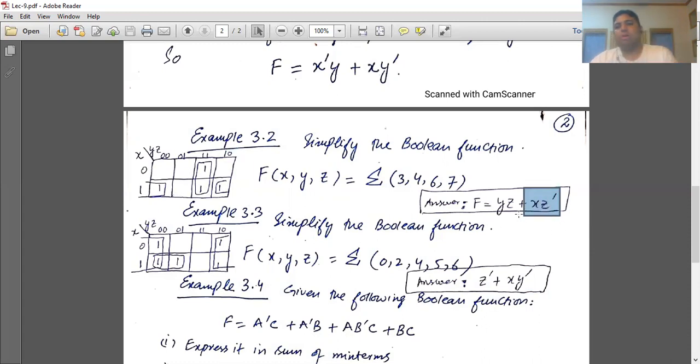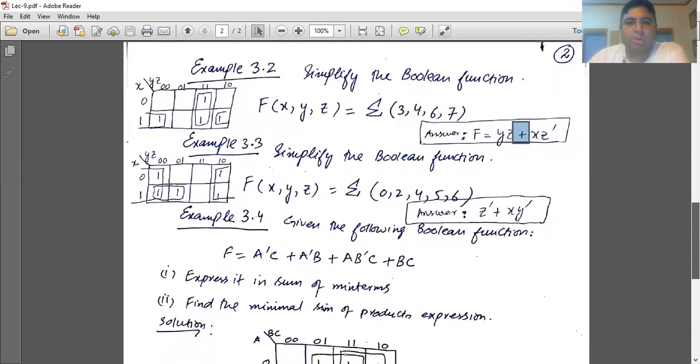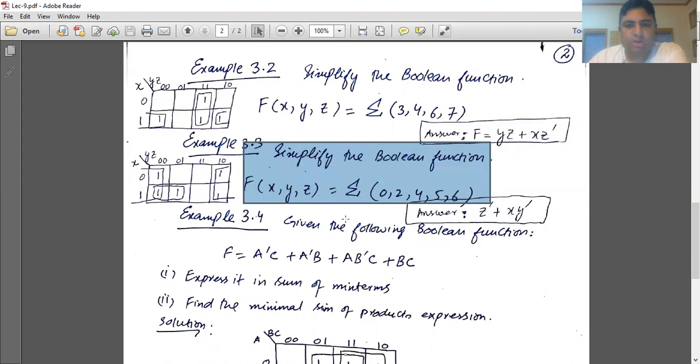So x z bar is here, and you put a plus in between these two terms. So this is the answer of example 3.2. Okay. Now example 3.3, again, simplify the Boolean function. This is the question given, f(x, y, z), three variables, and 0, 2, 4, 5, 6. Now 5 minterms are given.